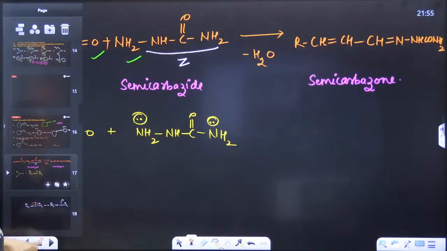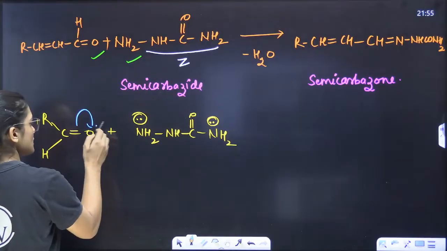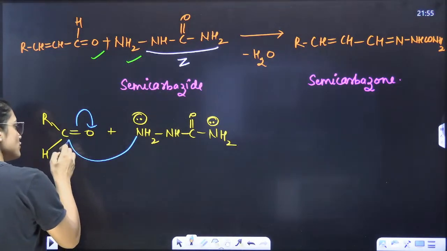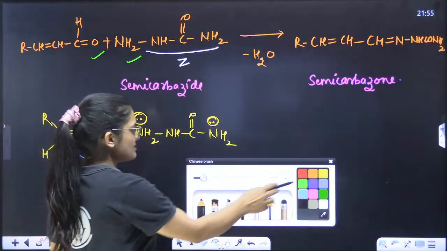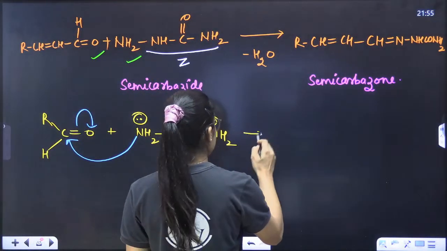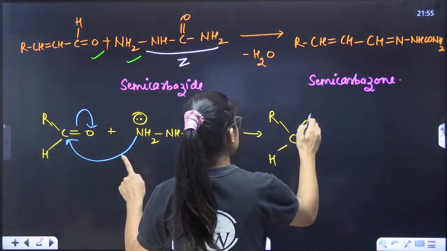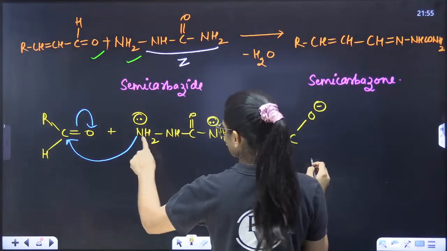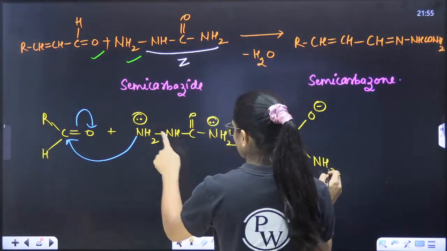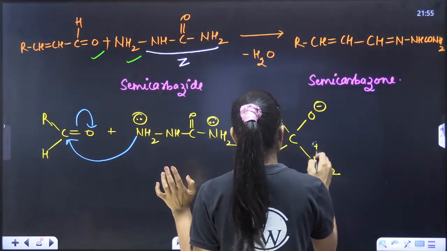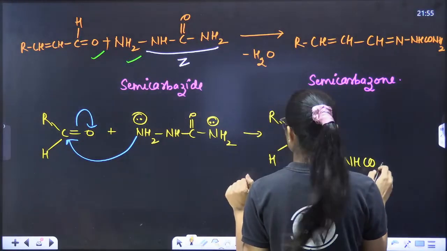Coming back to this one. So your attack, like the pi electrons, they will shift here. Your attack will take place through this nitrogen only, not through this nitrogen, as the lone pair is not free. So in its mechanism, RCH, this O is having negative charge. With this carbon, your nitrogen will attach. So NH2, nitrogen has donated its electron pair, will get positive charge. Single bond NH, CO, NH2.